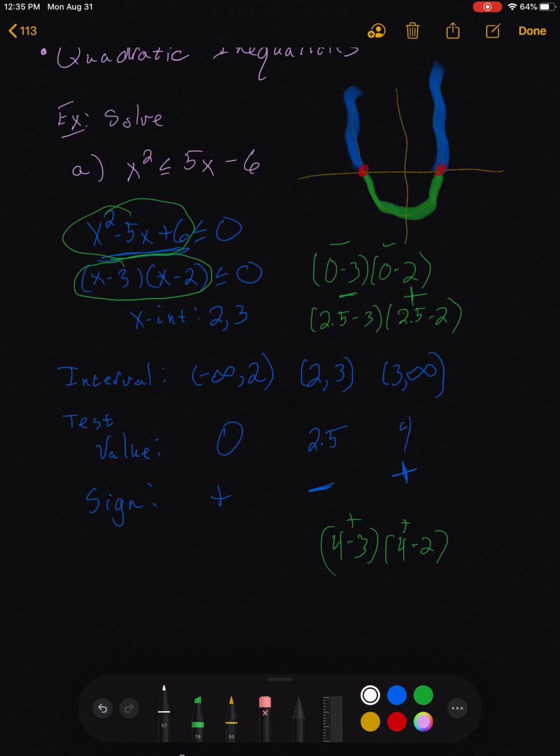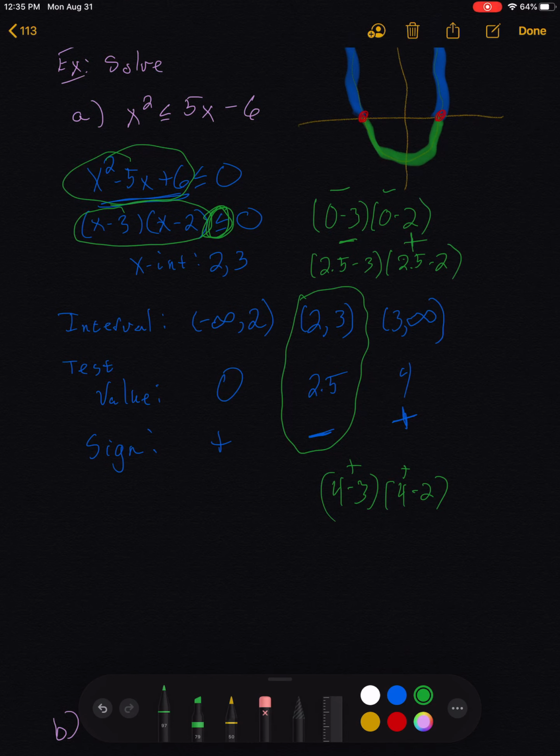All right, so let's look at the inequality here. We were looking for the values where this expression was less than or equal to 0. In other words, we wanted the values where it was negative. So that's going to be this interval here. So as far as expressing our solution to this inequality, it's going to be the interval from 2 to 3. And this means all the numbers between 2 and 3.